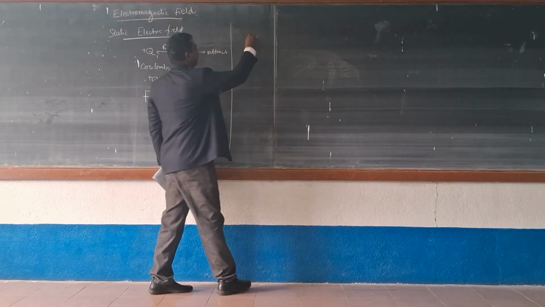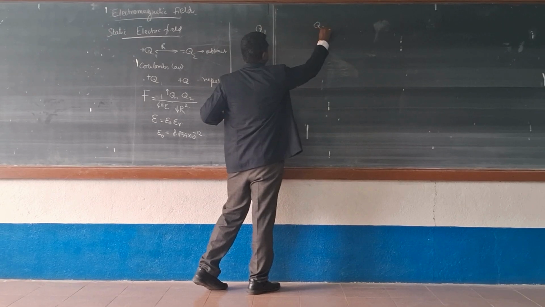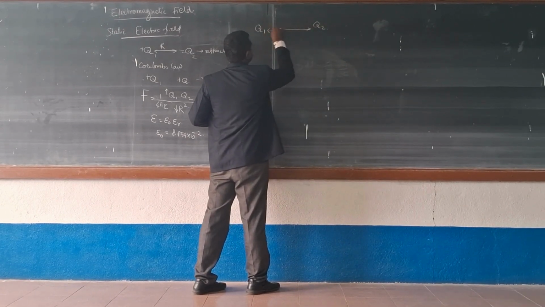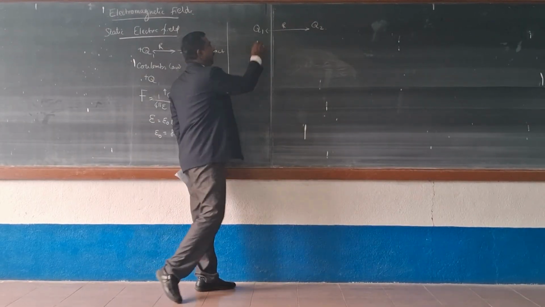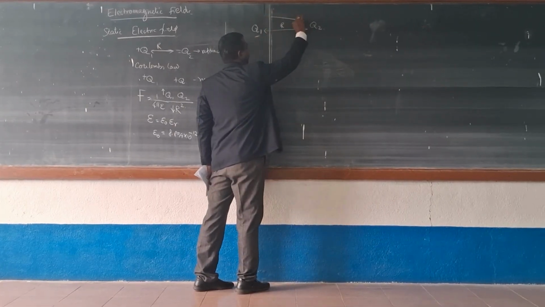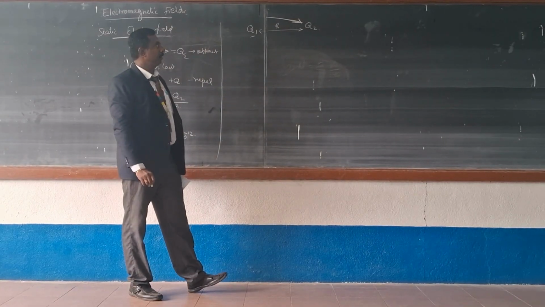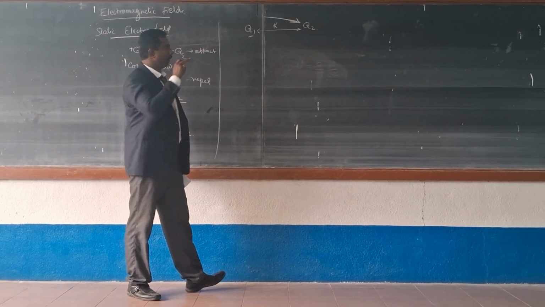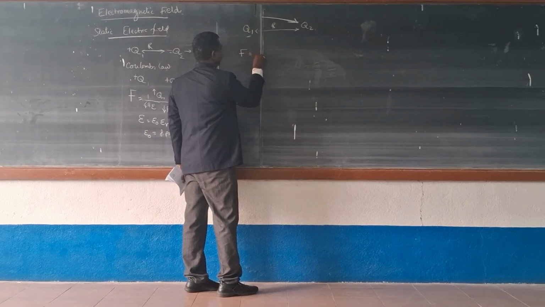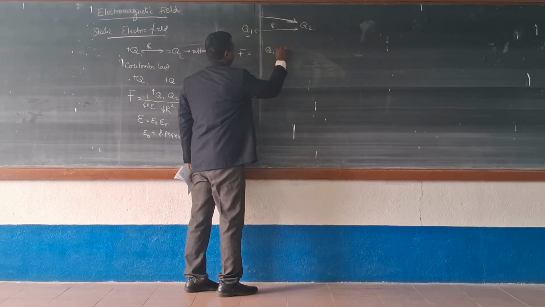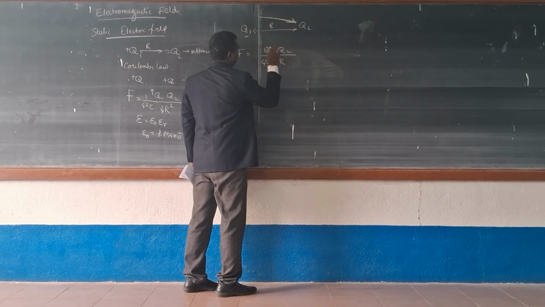So let us take an example. We have a charge q1 and we have a charge q2. It is separated by a distance. In this case, let us assume charge 1 is exerting force on charge 2. So my question is, what is the amount of force exerted on charge 2 by charge 1? If you take the formula, force is equal to q1 q2 by 4 pi epsilon r square.